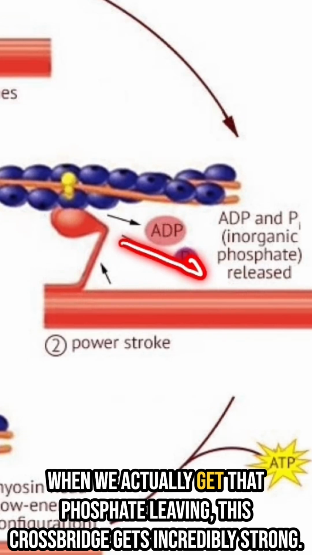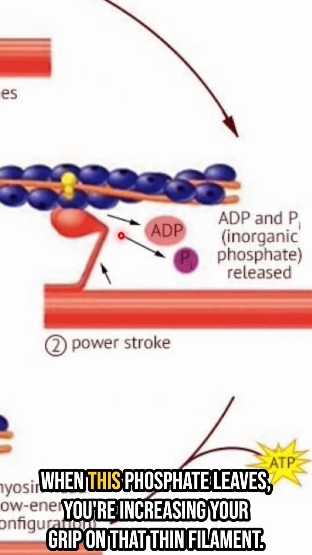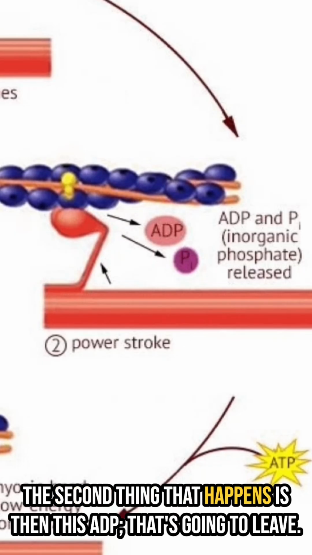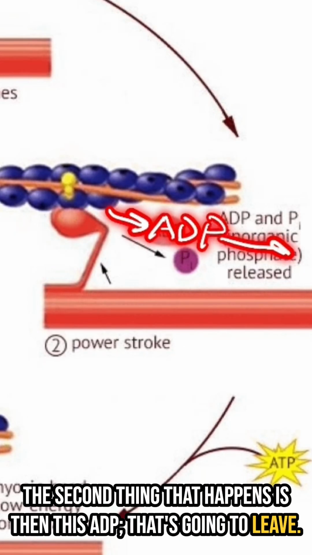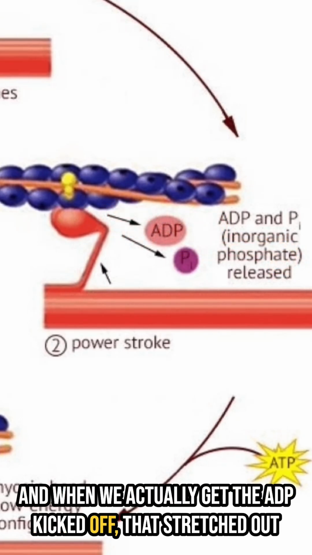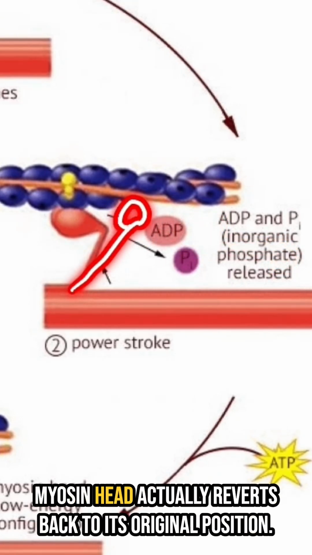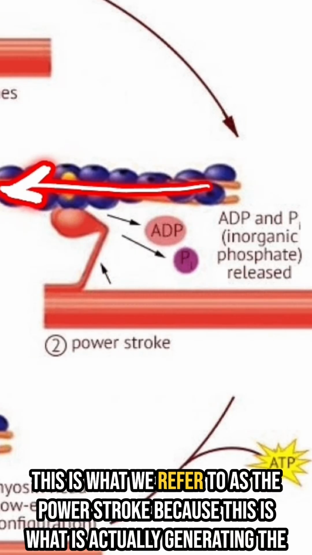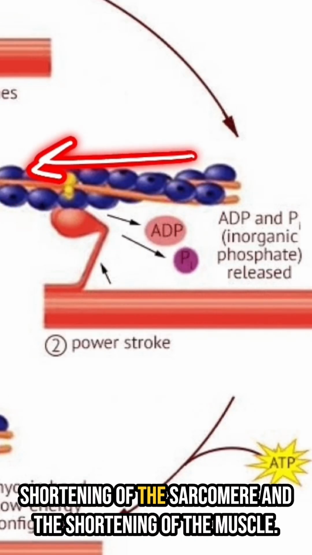When we actually get that phosphate leaving, this cross bridge gets incredibly strong. When this phosphate leaves, you're increasing your grip on that thin filament. The second thing that happens is then this ADP, that's going to leave. And when we actually get the ADP kicked off, that stretched out myosin head actually reverts back to its original position. This is what we refer to as the power stroke because this is what is actually generating the shortening of the sarcomere and the shortening of the muscle.